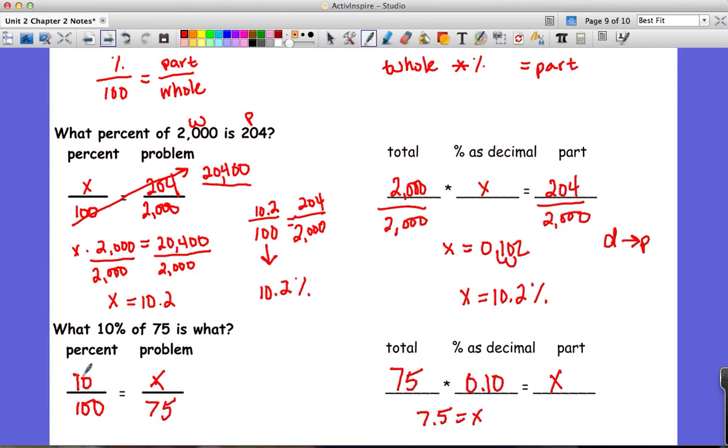So let's double check over here. If I do 10 times 75, I get 750. So I know that x times 100 has to equal 750. So I have to divide both sides by 100. And I know x is equal to, get rid of those zeros, 75 divided by 10 means I move my decimal one place to the left. 7.5.